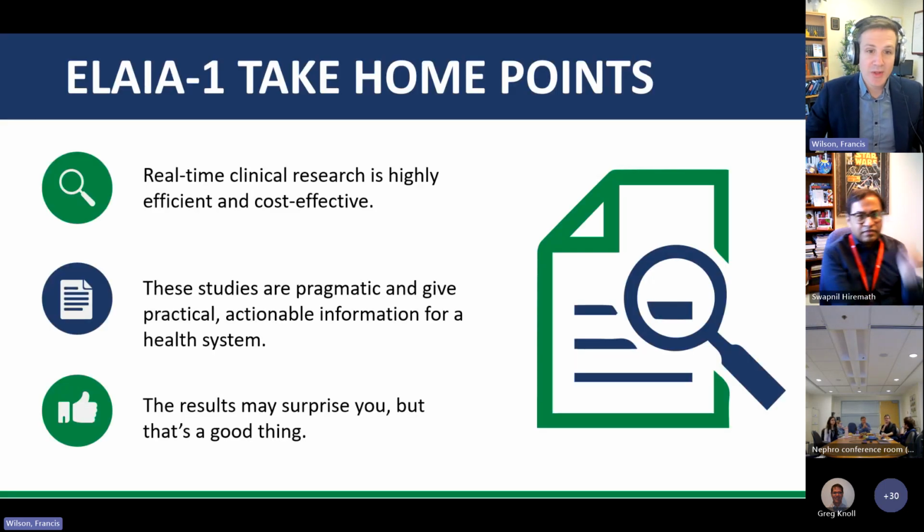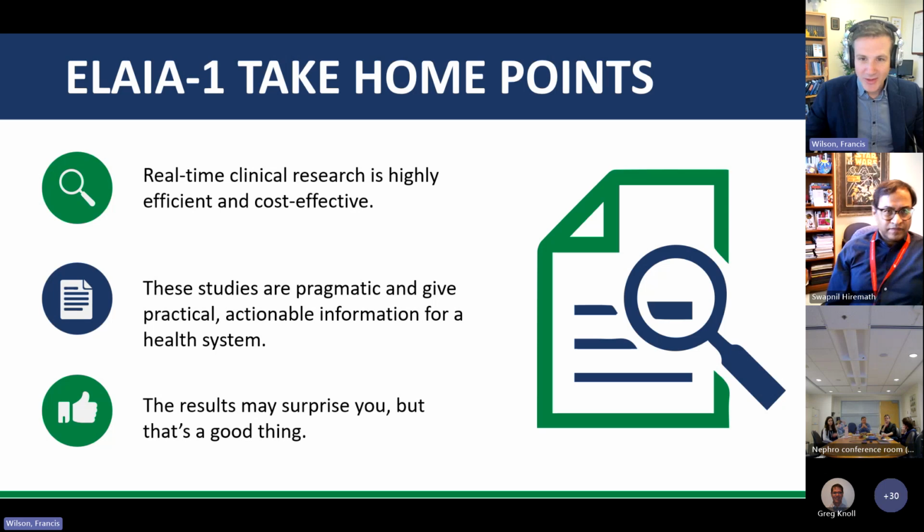Nevertheless, take-home points here. We can do real-time clinical research. It's efficient. It's cost-effective. We recruited 6,000 people in a year and a half. That's pretty good. These are highly pragmatic studies, right? There's limited exclusion criteria here. The information is actionable. But of course, the results may surprise you. Now, that's, I would argue, a good thing. This is why we do trials like this.